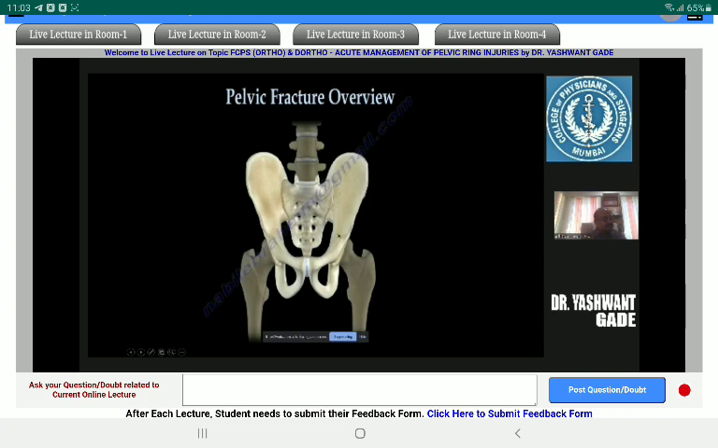So these are the features of the bony pelvis.